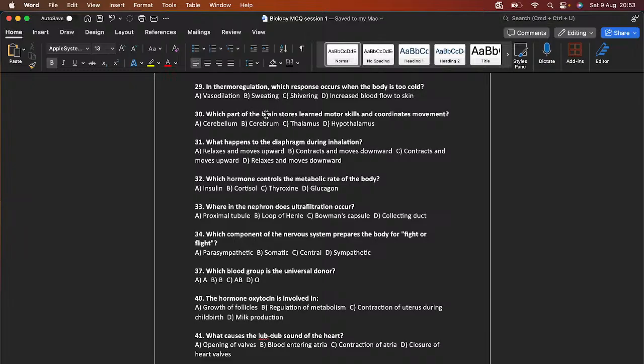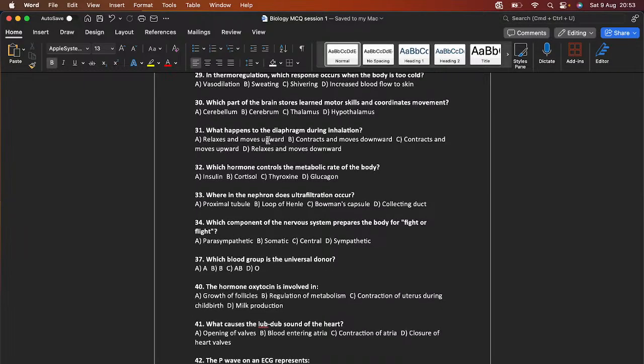Which part of the brain stores learned motor skills and coordinates movement? That's something that we have already seen. So the answer here is the cerebellum. Coordination, movement, everything comes from the cerebellum.